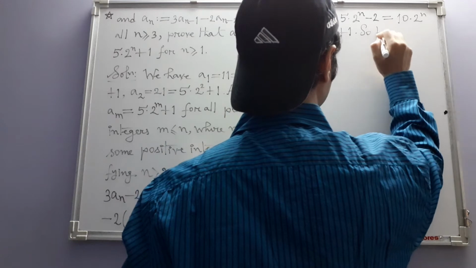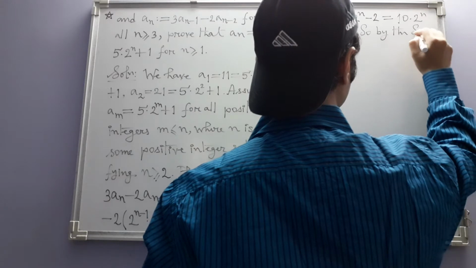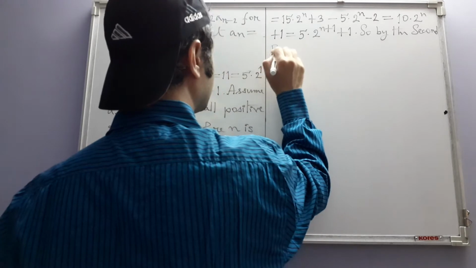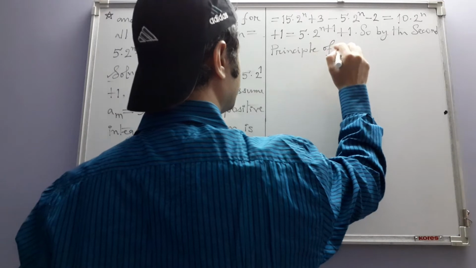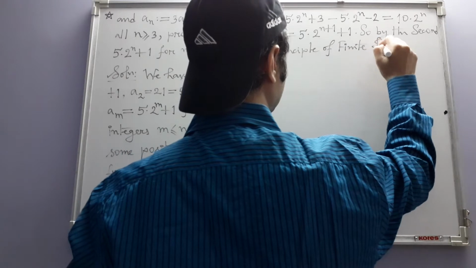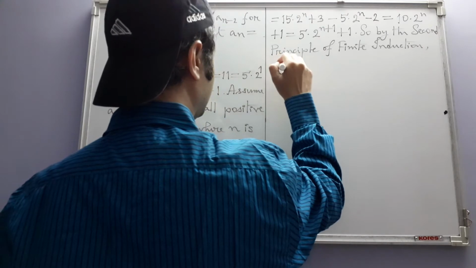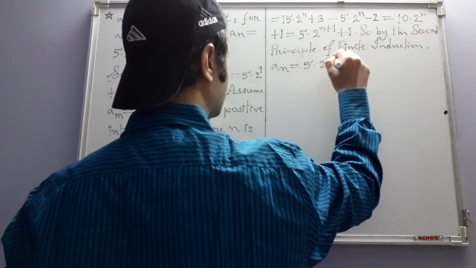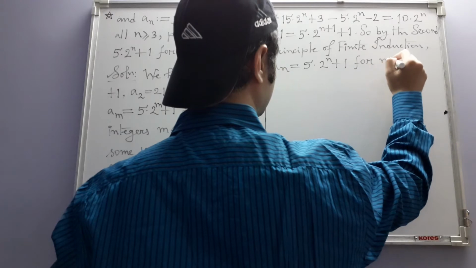So by the second principle of finite induction, an is equal to 5 times 2 to the power n plus 1 for all positive integers n.